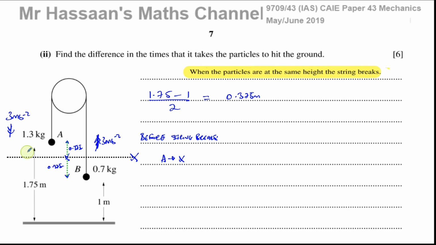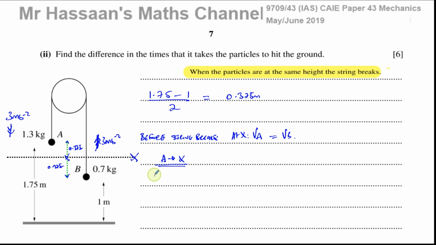Well, let's use suvat. Now, by the way, the speed that A reaches at this level and the speed that B reaches at that level will be the same, because they're connected by the same light inextensible string. So we can say at X, the velocity of A is equal to the velocity of B, before the string breaks. So if I find the velocity of A, I find the velocity of B.